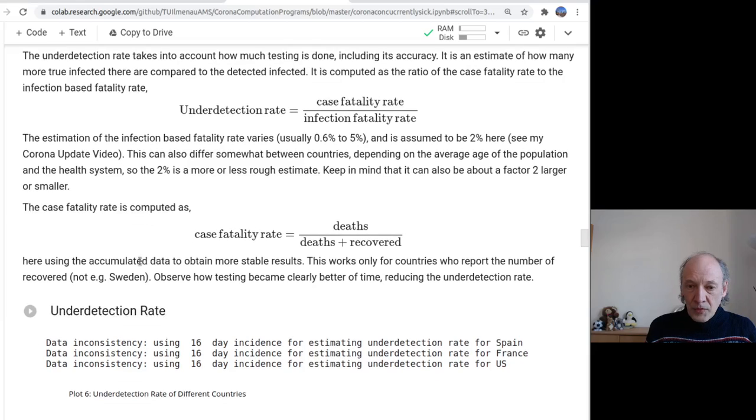For this computation, I'm using the accumulated data to obtain more stable results. This works only for countries who report the number of recovered. That's the problem for countries like Sweden, which don't report it. Here I just have to use this 16-day incidence, which you can see here instead, which makes it again a little bit less accurate. But still I can make a rough estimate about the underdetection rate, which gives me a ballpark figure, so that I have a rough estimate how many infected people there really are.